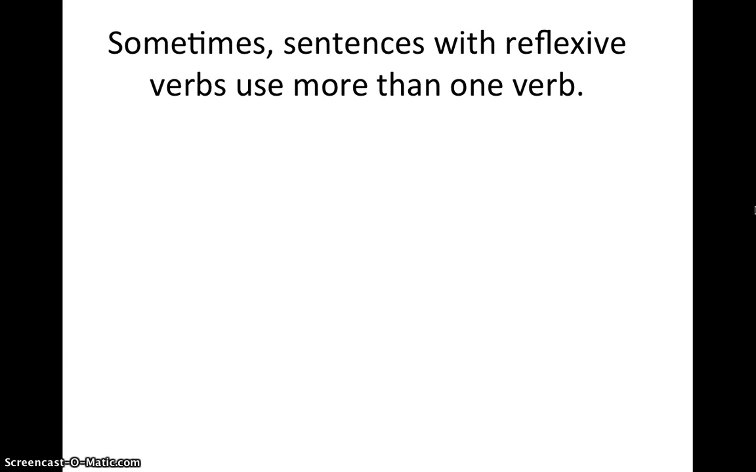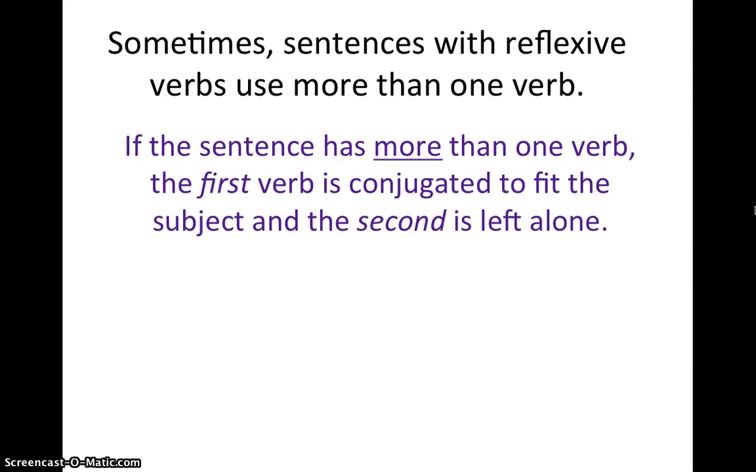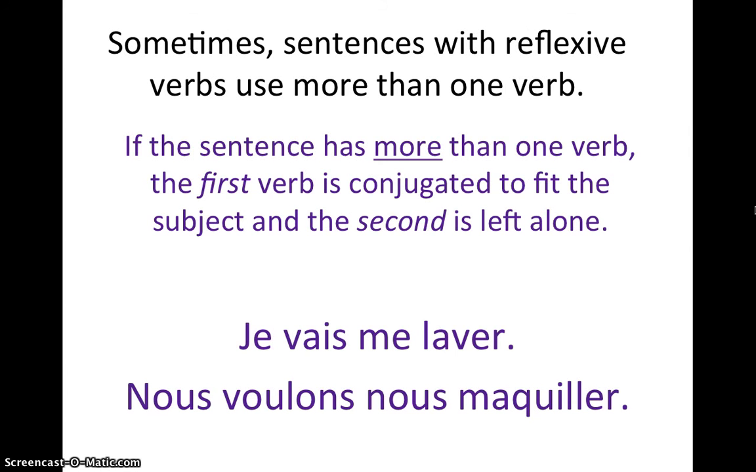Sometimes when we're speaking, we use more than one verb, and we'll do this with reflexive verbs too. So if the sentence has more than one verb, the first verb is conjugated to fit the subject, and the second is in the infinitive. We leave it alone. So here's an example. Je vais me laver. Nous voulons nous maquiller.